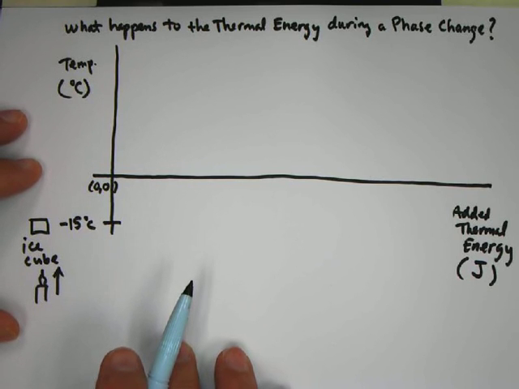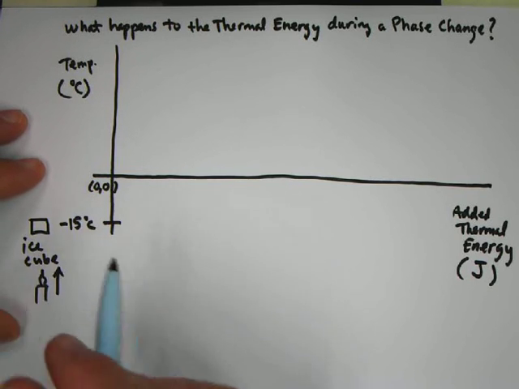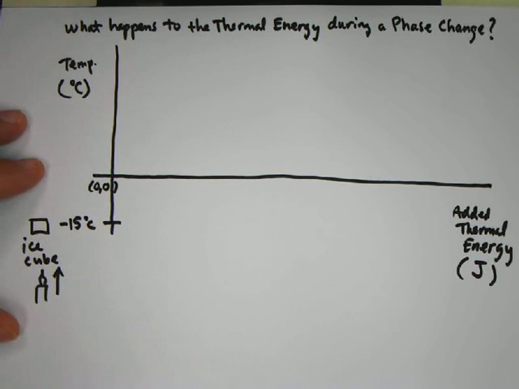You're well familiar with the idea that ice cubes will melt into liquid water, and then if we continue to add more heat, that liquid water would eventually evaporate into a gas, water vapor. Okay, so let's follow those phase changes and see what happens.